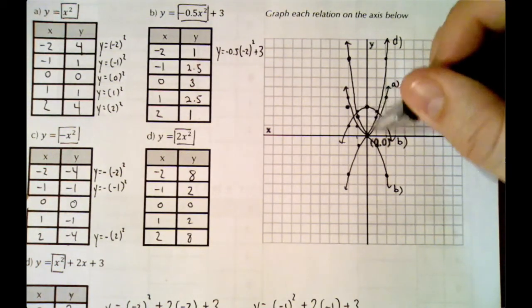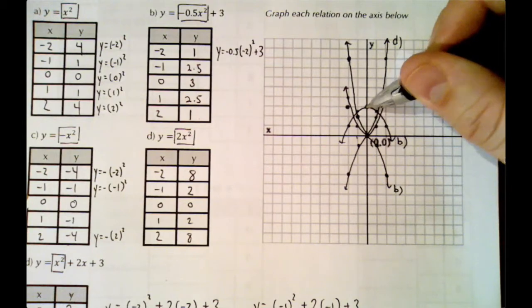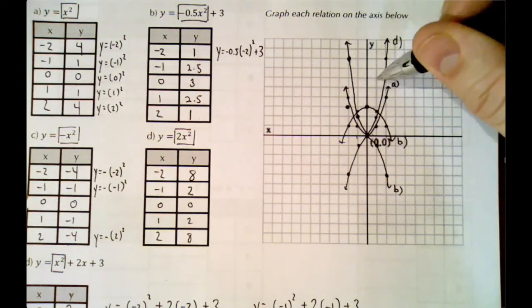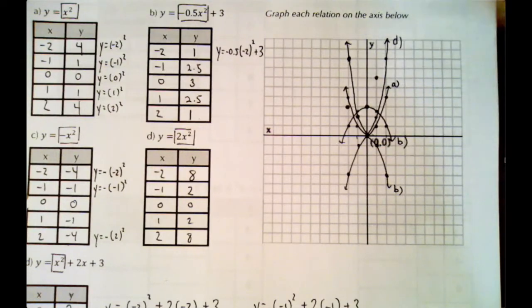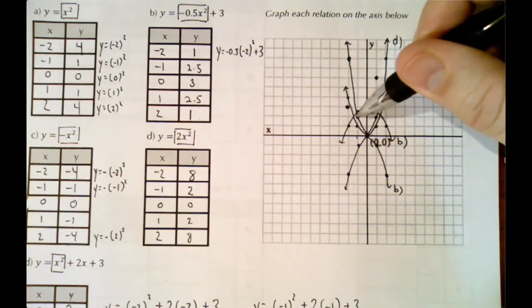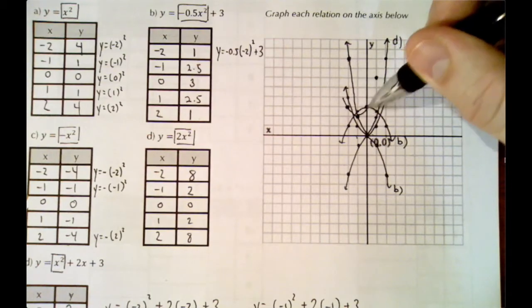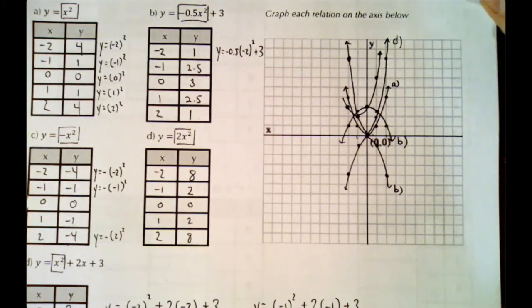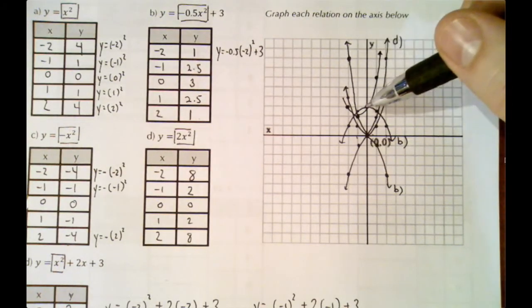Nope. 0, 3 right here, and 1 is 6. 3, 4, 5, 6. And the other one's 11, which is off the graph. So we've got something that looks like this. And the nice thing about this is this doesn't look like a full parabola.